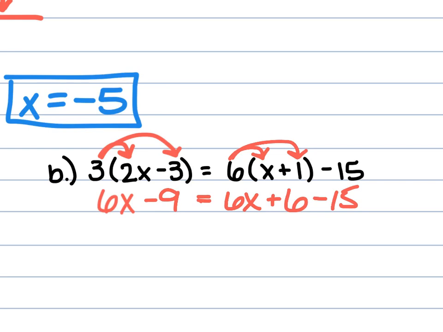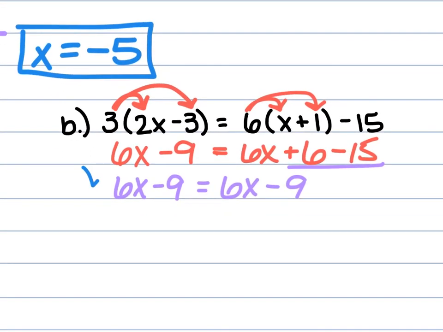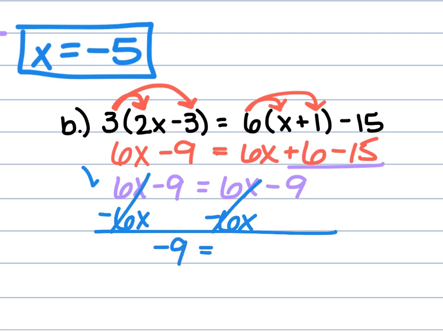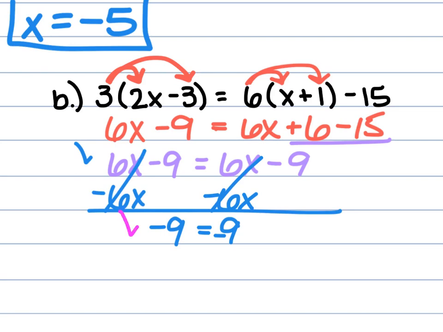From here, combine like terms on the right side. The 6 minus 15 is negative 9. So we have 6x minus 9 is equal to 6x minus 9. You can see that both sides here are the same exact thing. So this is going to give us a true statement. If you didn't see that from there, you can actually subtract the 6x over from each side. Realize that they cancel out and get negative 9 is equal to negative 9. So this is a true statement. So our answer is all real numbers.